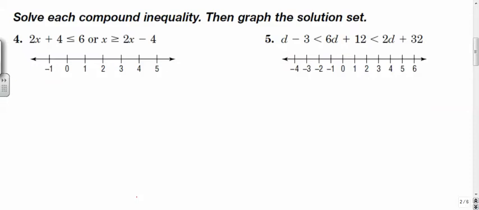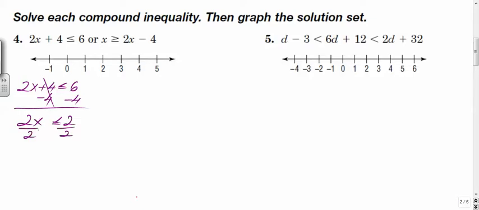Problem number 4, 2x plus 4 less than or equal to 6 or x greater than or equal to 2x minus 4. You take one at a time. 2x plus 4 less than or equal to 6. To solve, take away 4 from both sides. Okay, 2x less than or equal to 2. Next step, divide by 2. If I'm going too fast, pause me, right? Try to understand what I'm doing. x less than or equal to 1.